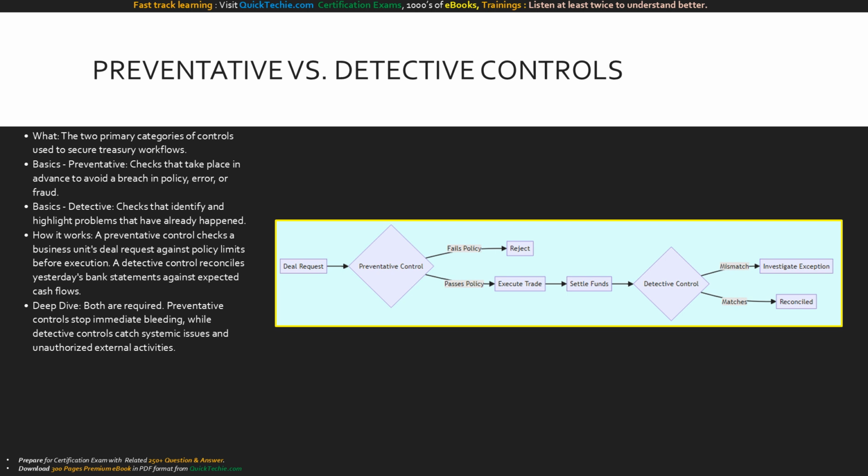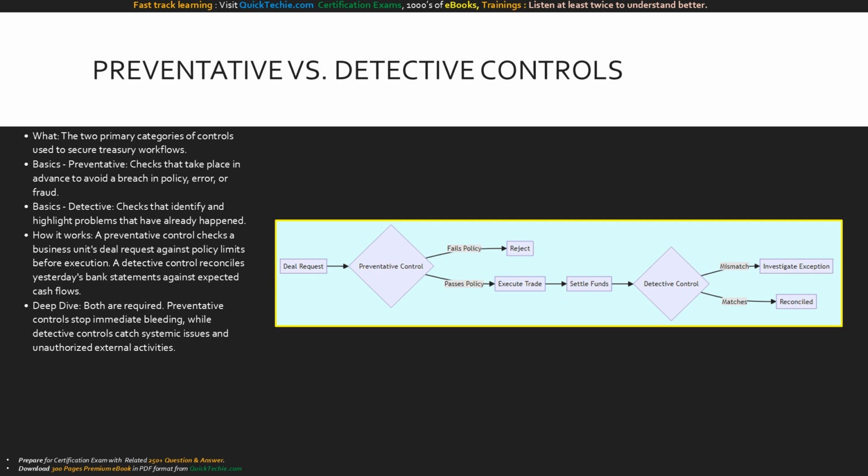How do these work in daily operations? Imagine a business unit requests a massive foreign exchange trade. A preventative control evaluates that request against corporate policy and stops it if it exceeds the limit. Conversely, when you download your bank statement every morning and reconcile it against yesterday's expected cash flows, you are performing a detective control. If funds are missing, the event has already happened, but you have detected it swiftly.